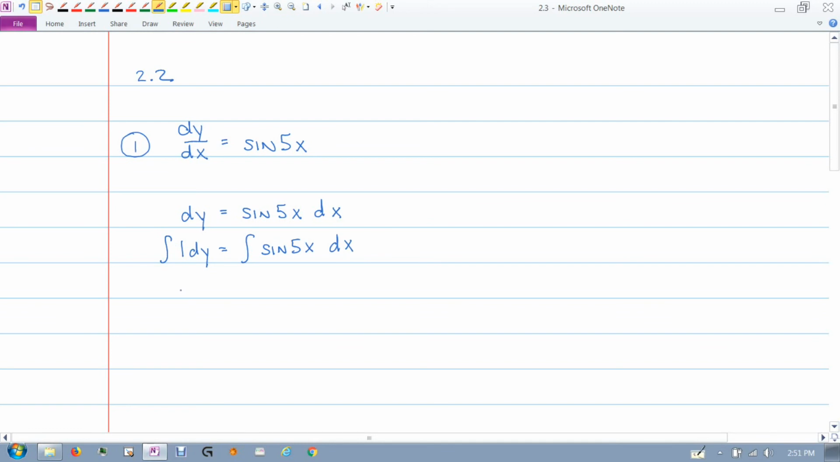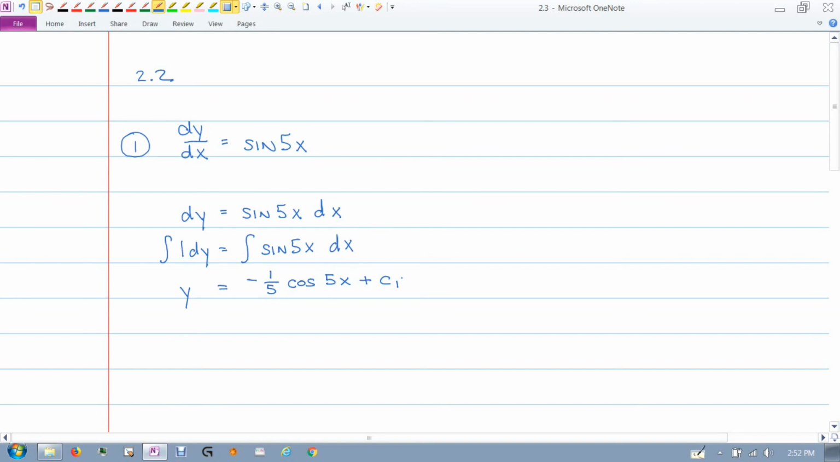So on the left side you just get y, because we're integrating the constant 1 function with respect to y, so we just get y. And of course we get a constant, but we're only going to worry about our constant on the other side. So let's go ahead and integrate sine of 5x. The antiderivative of that is negative 1/5 cosine of 5x, and then plus some constant, I'll call it c1.